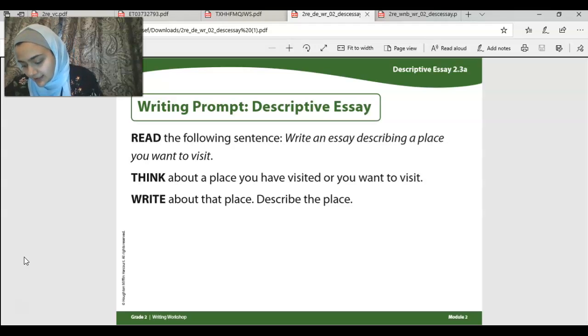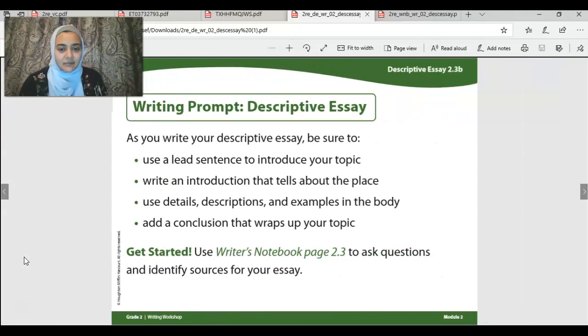Let's see. Okay, so it says write an essay describing a place you want to visit. We talked a little bit about places we wanted to visit, and we wrote that down. We said they could be places around the world, they could be places around the state, but I tried to encourage you to get somewhere around the world or somewhere maybe within the city.